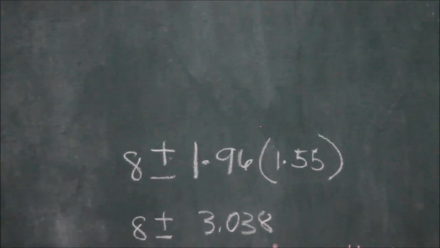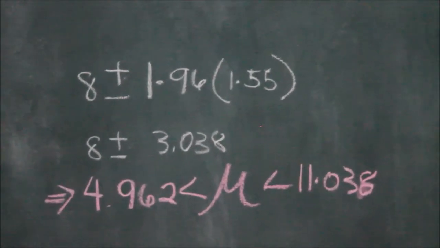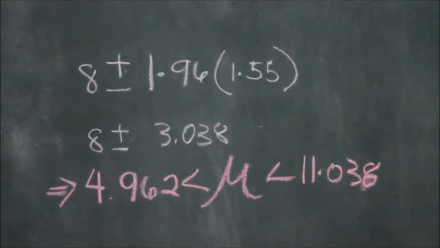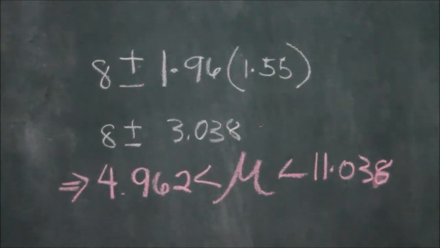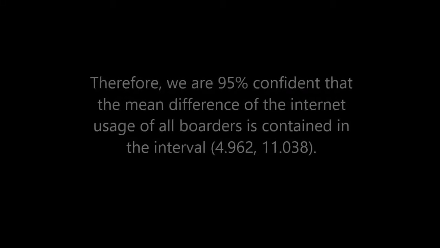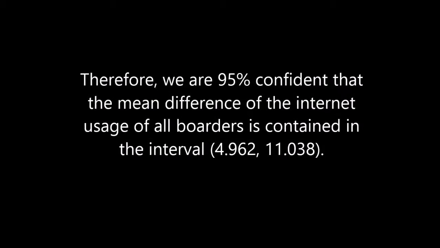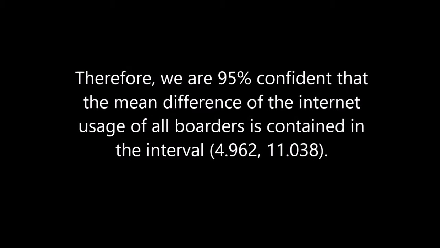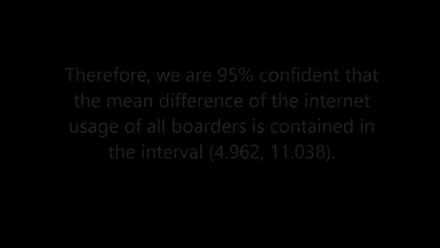That gives us 8 plus minus 3.038, which gives us the confidence interval 4.962 less than mu less than 11.038. Therefore, we are 95% confident that the mean difference of internet usage of all boarders is contained in the interval from 4.962 to 11.038.